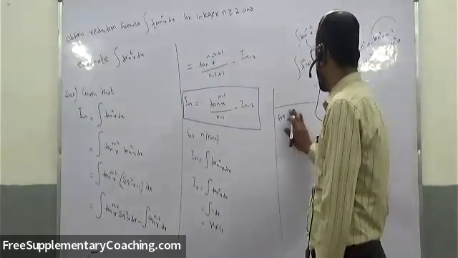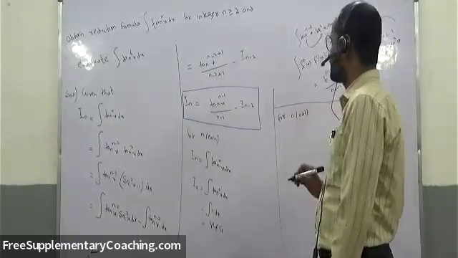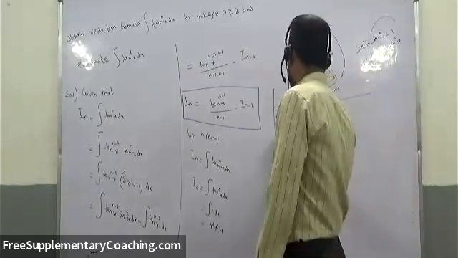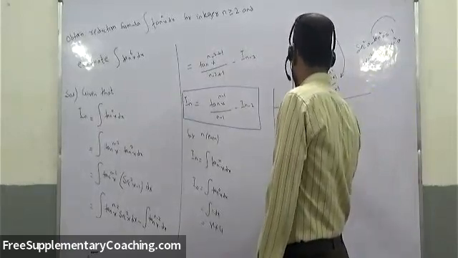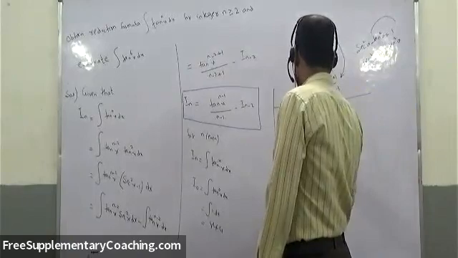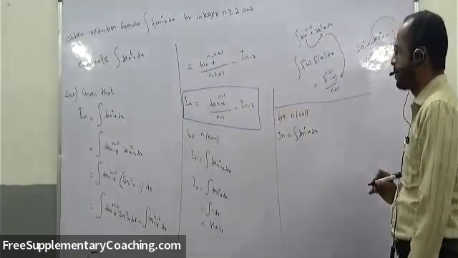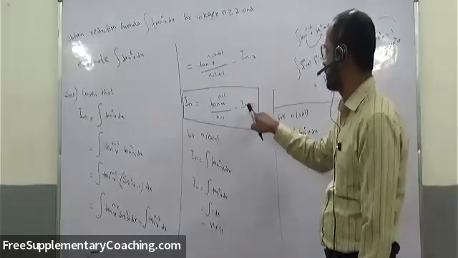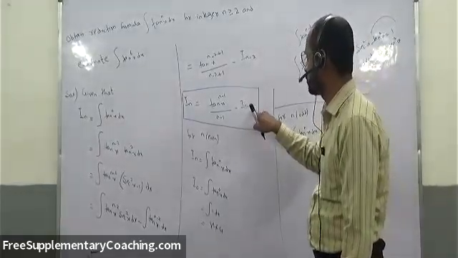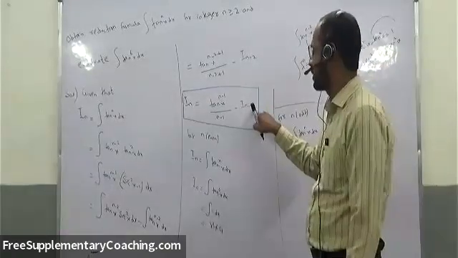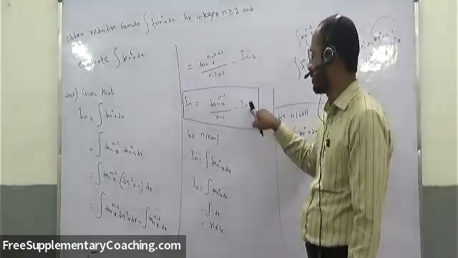For odd, or you can write for n in the bracket odd. We are having I_n equal to integration of tan^n x dx. If I put 3 here, it is 3 minus 2, which is 1. Do not worry about this negative sign; we are just substituting here.